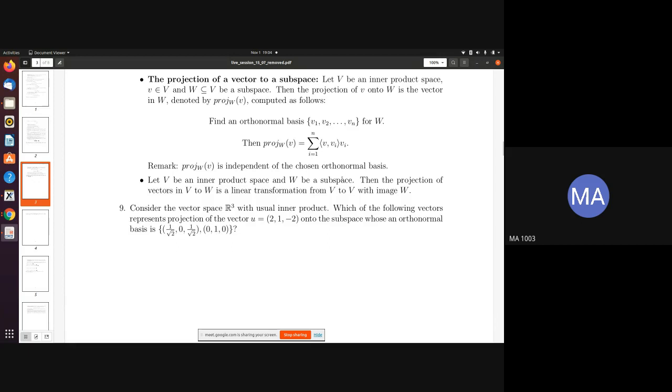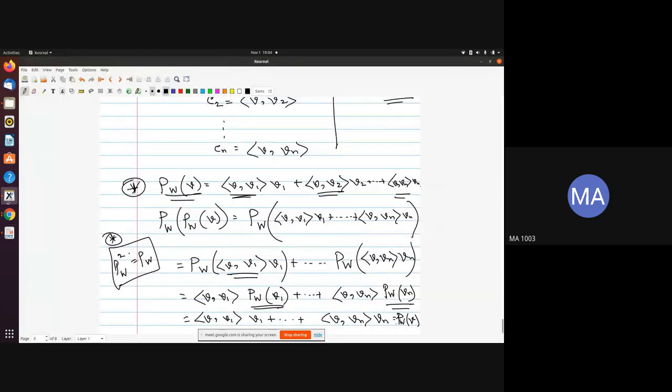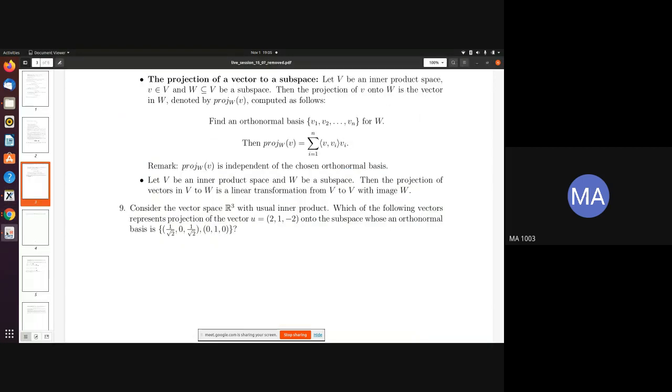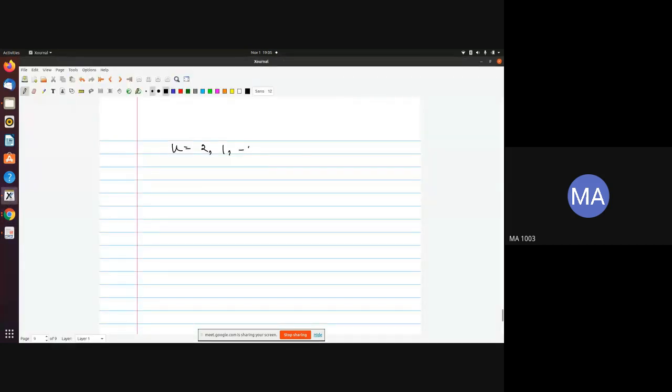So basically what I do, I will calculate the inner product of this U with respect to the first one. That will give me C1. Then the inner product of this vector with the second one, and that will give me the second coefficient. Correct? So let me see how we can do this. My U is (2, 1, -2). This is the vector.